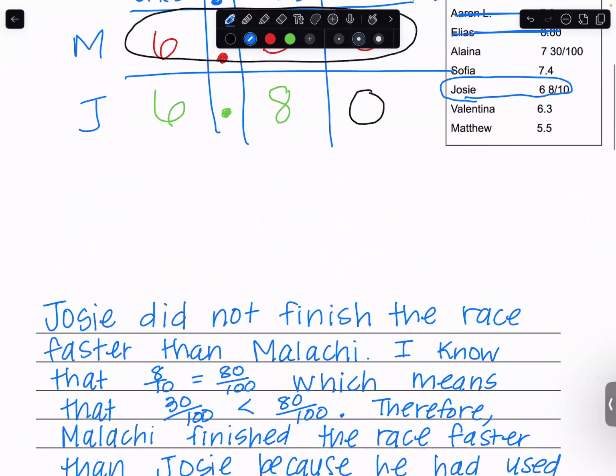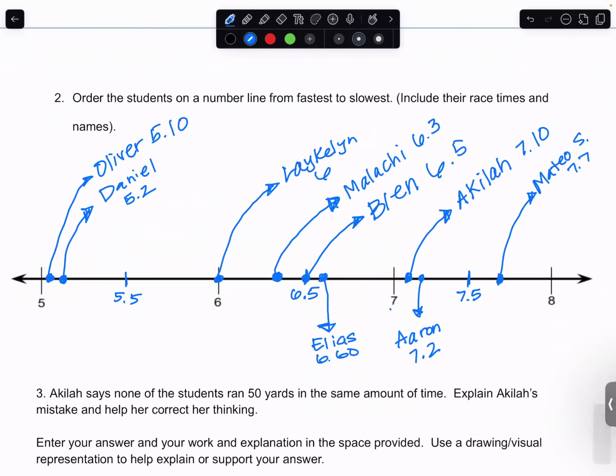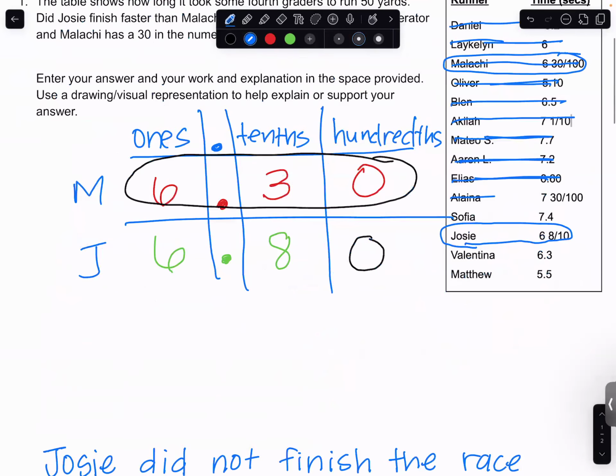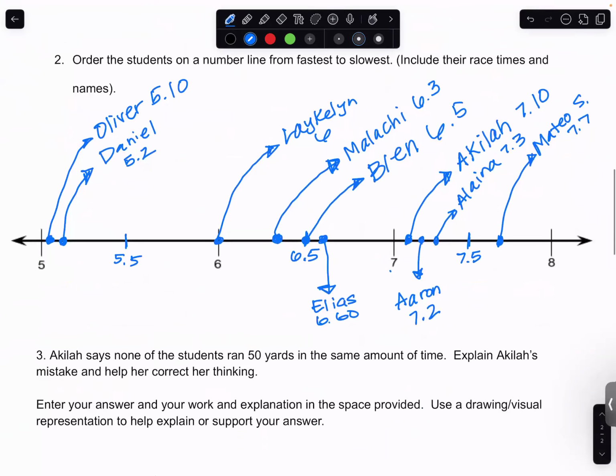Elena ran 7 and 30 hundredths. So we know that's definitely right after Akila and Aaron, but before the 7 and 5/10. Elena. Sophia is 7 and 4/10. So that's right after Elena, but before the midway point. So Sophia.